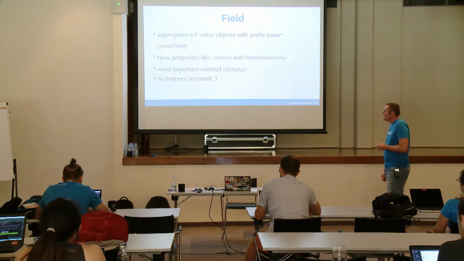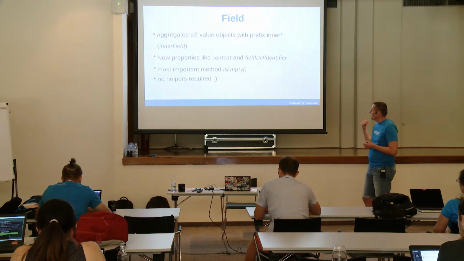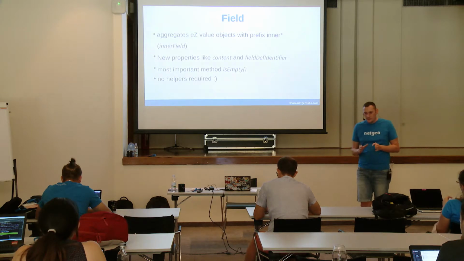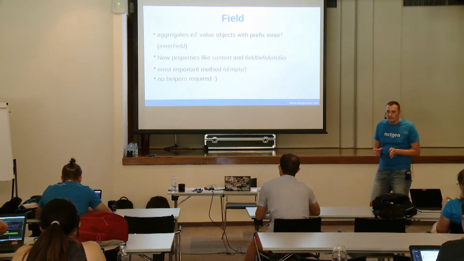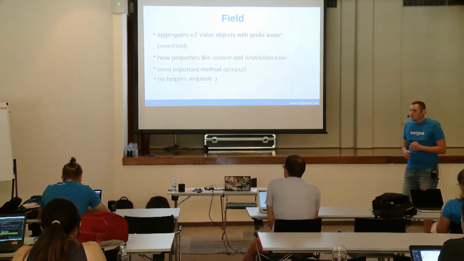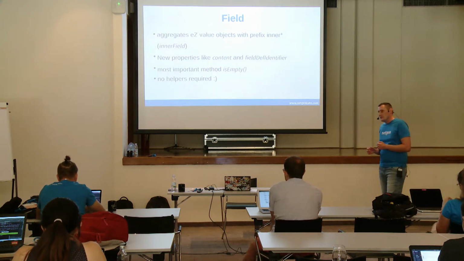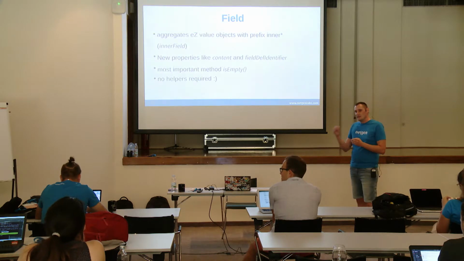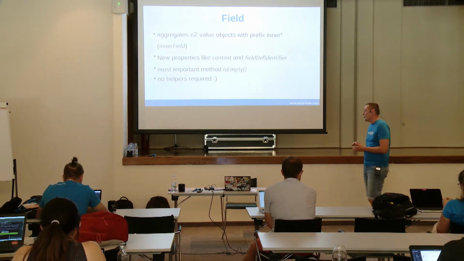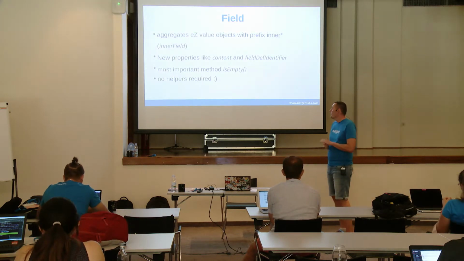And also, the same thing as in content type identifier, you have field definition identifier. So in the eZ field value object, you have field ID, but you do not have field definition identifier. So again, you have to use the field type service, I believe, and again load the field type to get the field definition identifier.